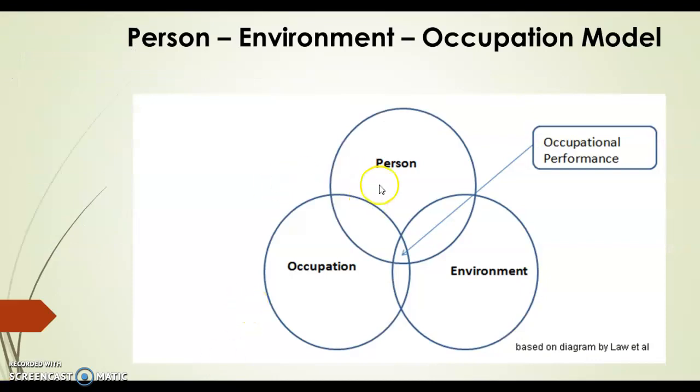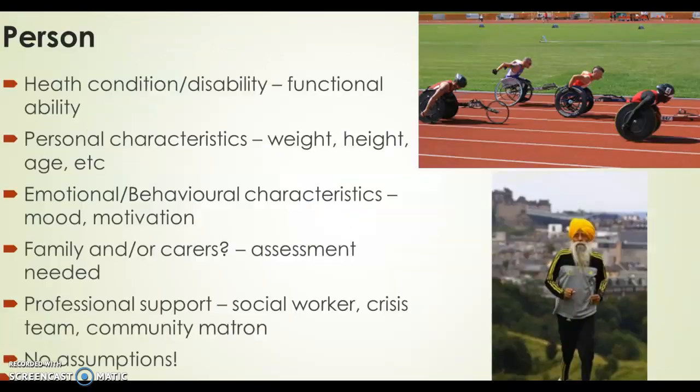The PEO model, so obviously with this you've got your person, your environment and occupation, and in between there you've got occupational performance. If you've got balance in all these three areas, then you have a positive impact on occupational performance. If there's an imbalance in any of these areas, then it has a negative impact on occupational performance.